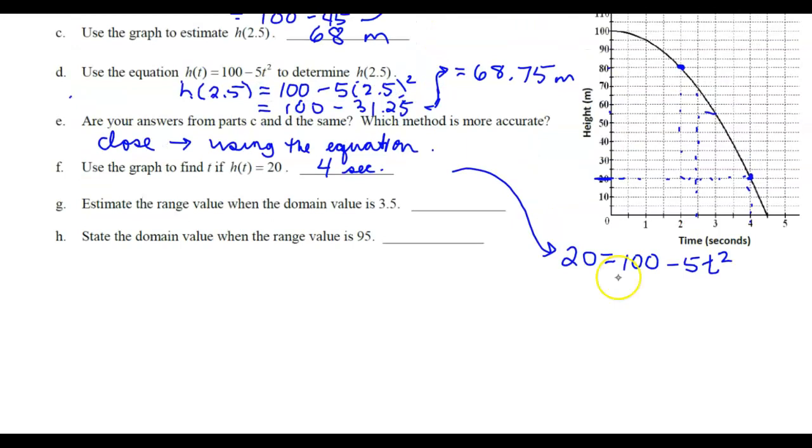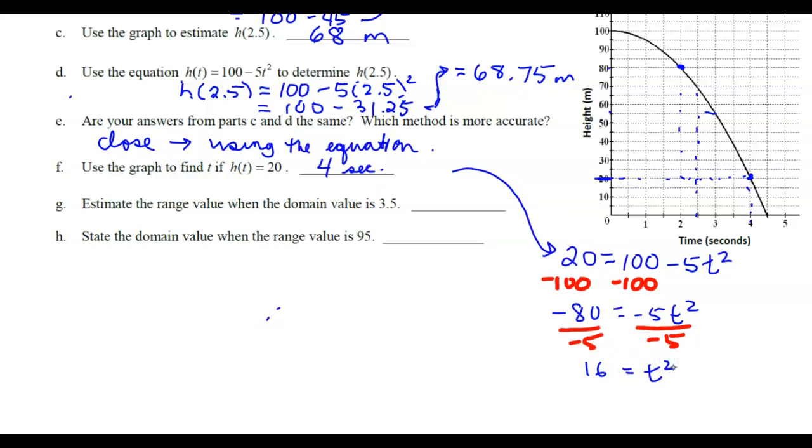So if I put in 20 for h, then I subtract 100 from both sides. I get negative 80 equals negative 5t squared. Then if I divide by negative 5, 80 divided by 5 is 16. So this will be 16 equals t squared. So opposite of squaring is square rooting. What's the square root of 16? 4. So in this case, because it's t squared, t could equal positive or negative 4, but we can't have negative time. So in this case, we could do this algebraically. But if you've got the graph, and it's a nice value, just use the graph.